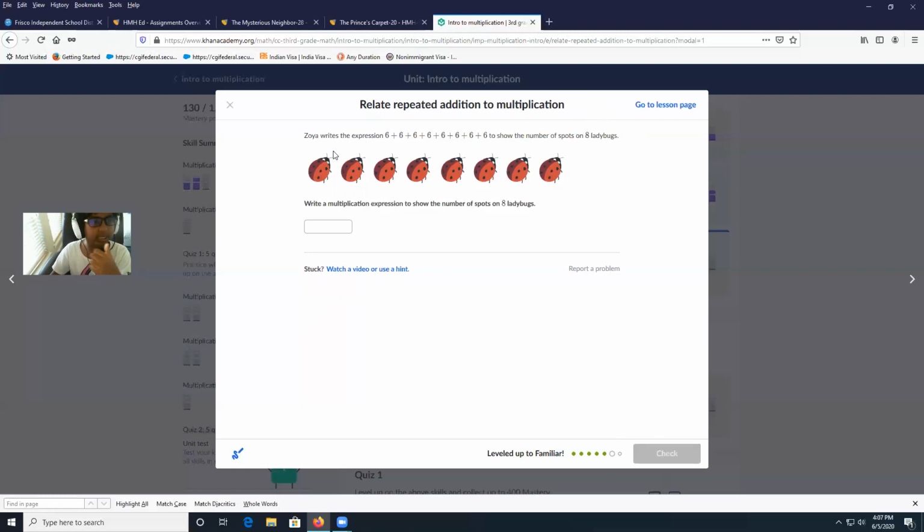So we have to read the problem carefully. These are 8 ladybugs and they did 6, 8 times. So it's gonna be 6 times 8, because they used 6 8 times. You can do 8 times 6 or 6 times 8. I'm just gonna do 8 times 6. Then we can check it. It is correct.